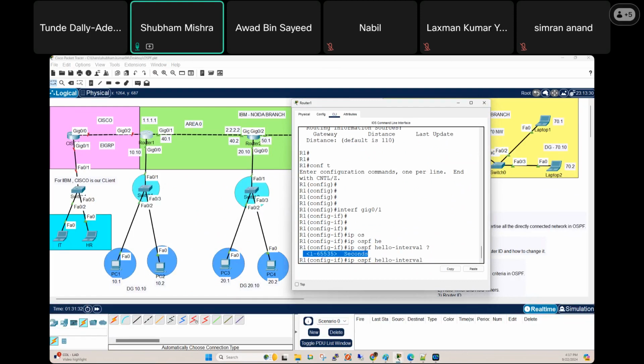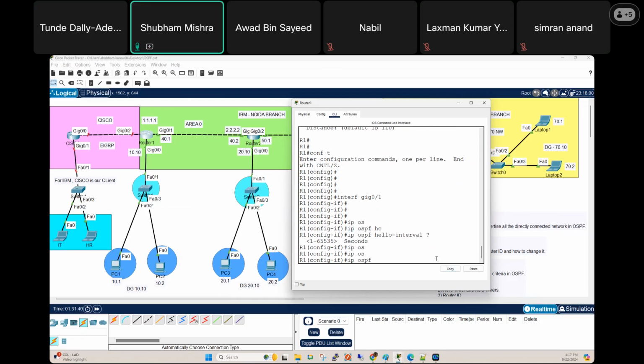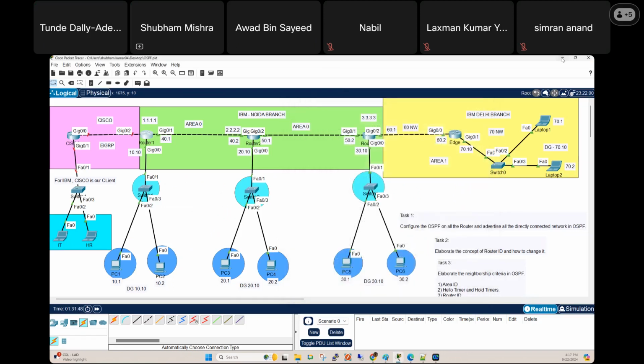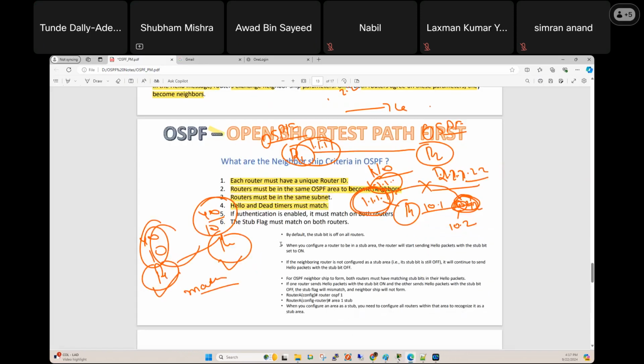Do you understand? Yes or no? Same way, ip ospf dead-interval, so you can change the dead time. You can change the hello time and dead time, but generally in real scenarios we are not changing this type of thing. But if you are changing, it must match. If authentication is enabled, it must match.